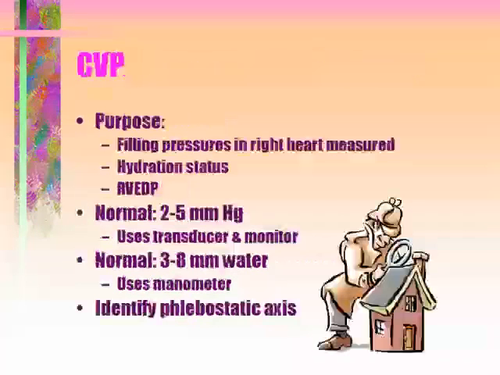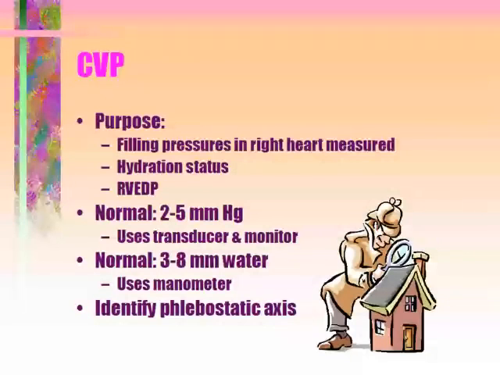A CVP's purpose is to identify filling pressures in that right heart and measure them, to identify hydration status, and to assess right ventricular end diastolic pressure, because that will give you volume that's there. It's not a good measure for left ventricular function. You can do a CVP with your patient lying flat up to about 60 degrees and still get an accurate reading. So if they cannot lay totally flat, you can elevate the head of the bed a little bit.